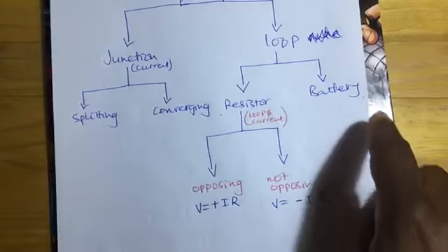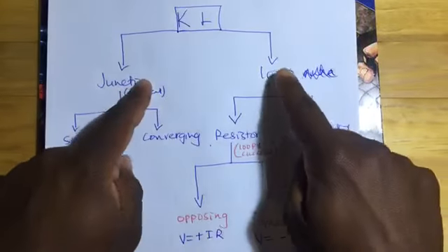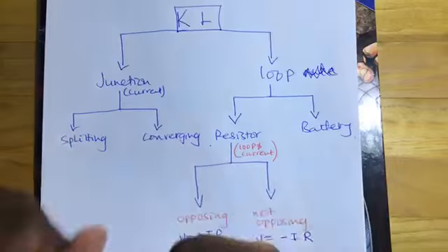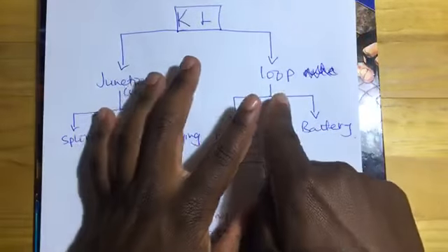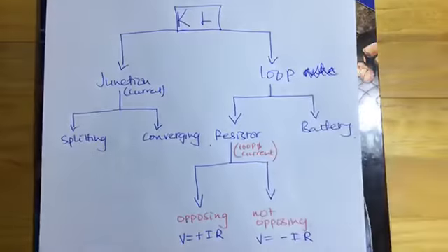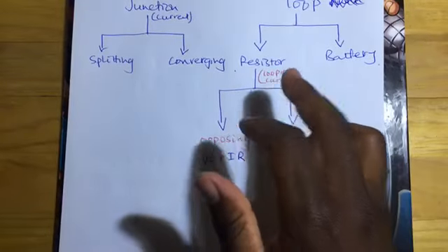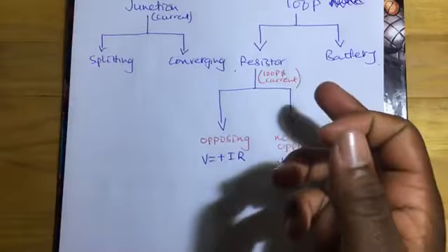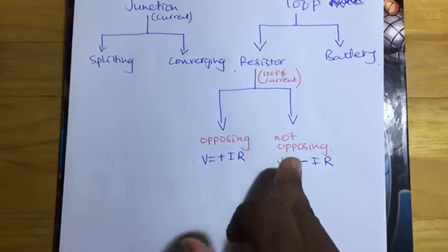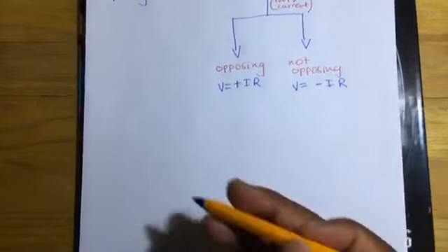Good. So the only thing that we now need to talk about is the battery. So Kirchhoff's laws can either have the junction rule or the loop rule. Junction rule, current is either splitting or converging. Loop rule, in a loop, you either have a resistor or a battery. When we look at a resistor, we compare the directions of the loop and the current. If they're opposing each other, voltage is going to be positive. If they're not opposing each other, voltage is going to be negative. Okay. Now, let's go to batteries.